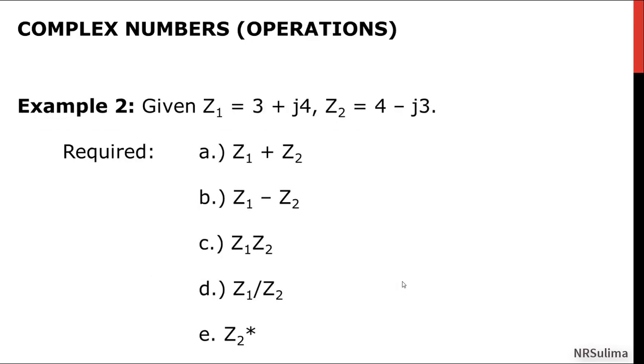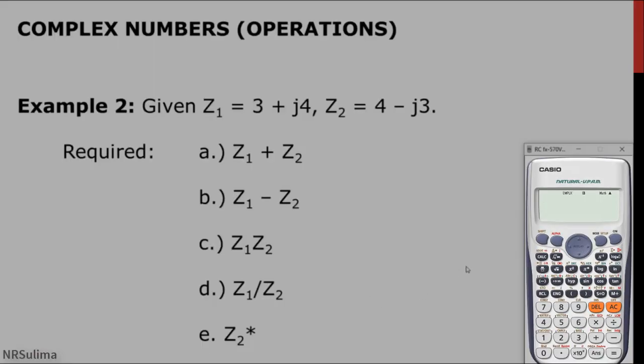Now let us try to solve this second example. Given z1 equals 3 plus j4, a complex number z2 which is equal to 4 minus j3, determine the following. Though we can use the previously discussed formulas for addition, subtraction, multiplication, and division, let us use our calculator to simplify our solution. For letter A, z1 plus z2, we have 3 plus 4i plus 4 minus 3i. Final answer should be equal to 7 plus i or 7 plus j.